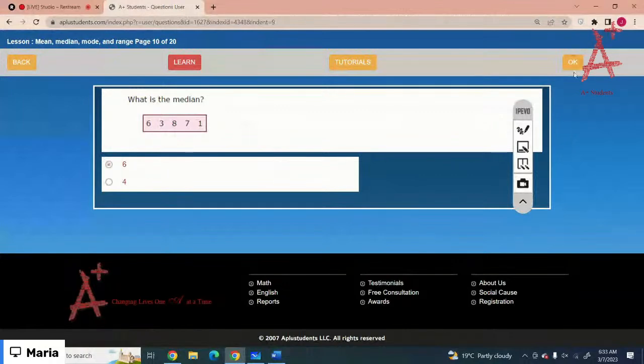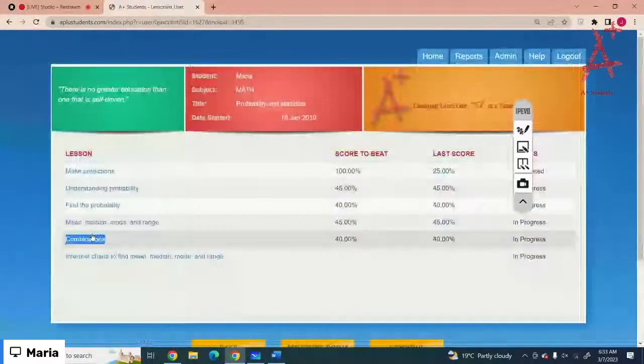Okay, you can complete the test by yourself later today. Let me just move on to the next lesson. The next lesson is combination. So let's just start with the next lesson.